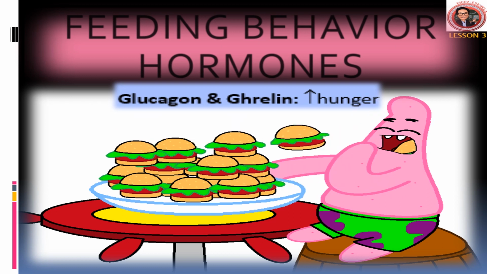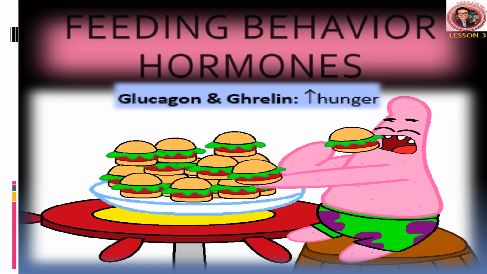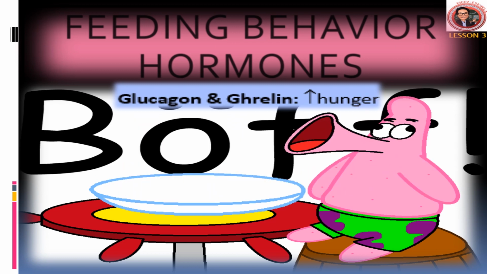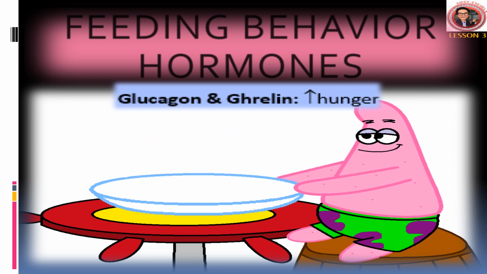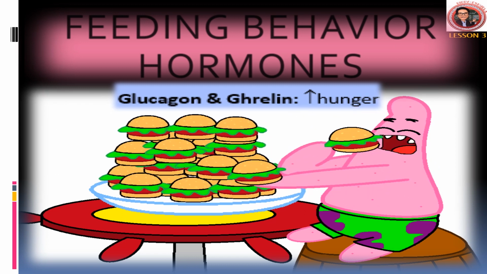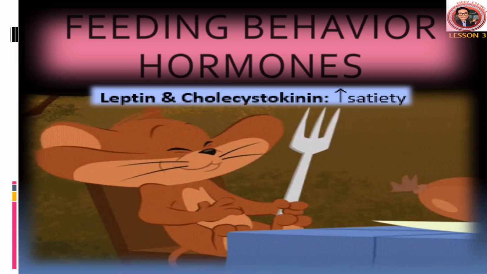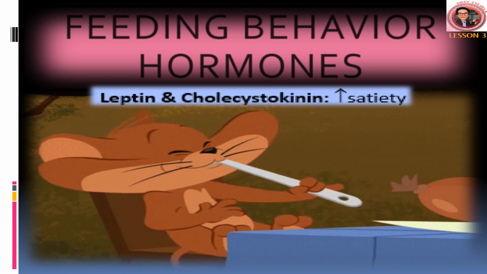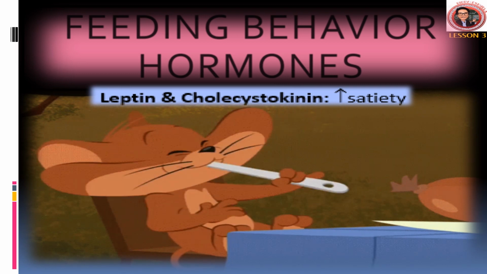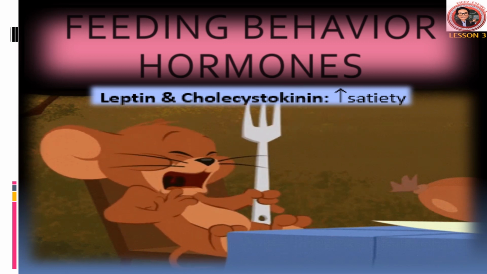Glucagon and ghrelin or hunger hormones are the other examples of feeding behavior hormones. Ghrelin stimulates appetite, increases food intake, and promotes fat storage. And when one is already satiated or full enough, o nakaramdam na ng busog, ito ay dahil sa pagtaas ng leptin and cholecystokinin. Kapag ikaw ay kumain ng kumain, the fat cells in our body produce more leptin to signal the feeling of satiety, leading to increased leptin levels.